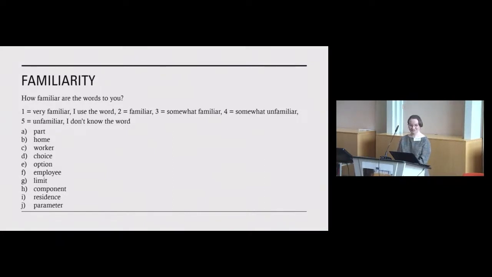So, what would you say? Which words are very familiar to you? Anyone in the room can speak up.